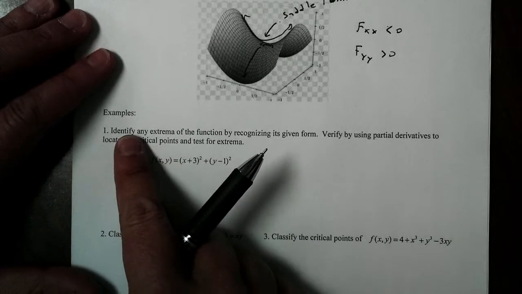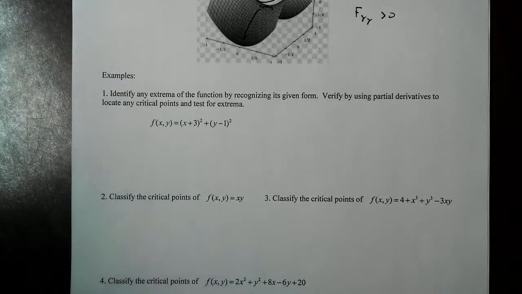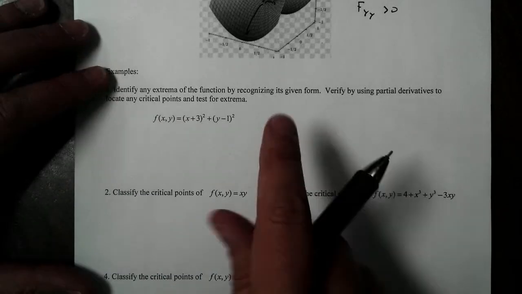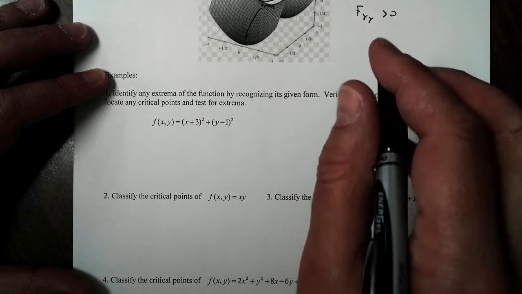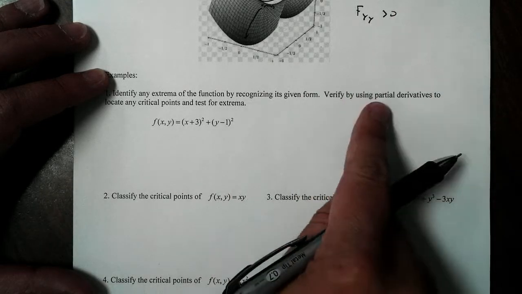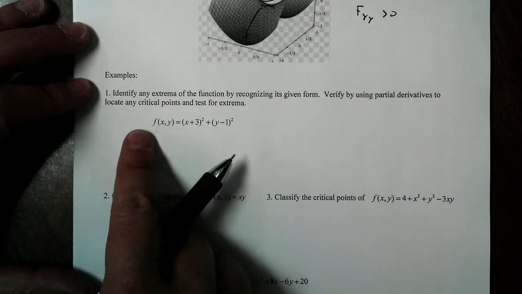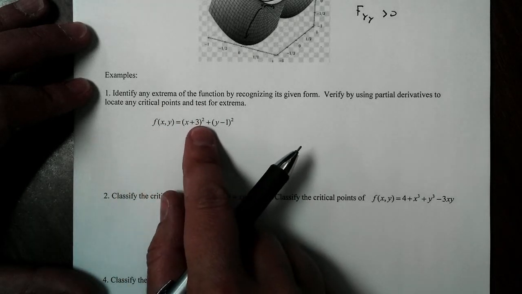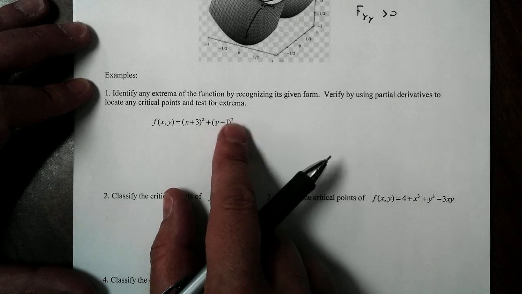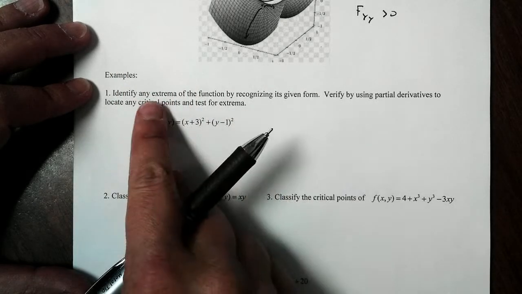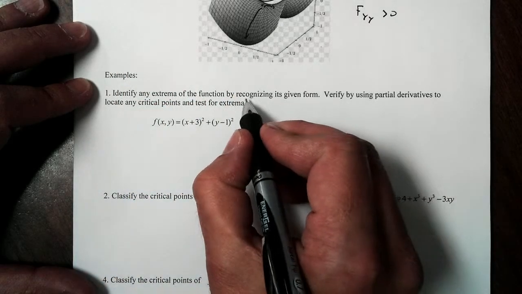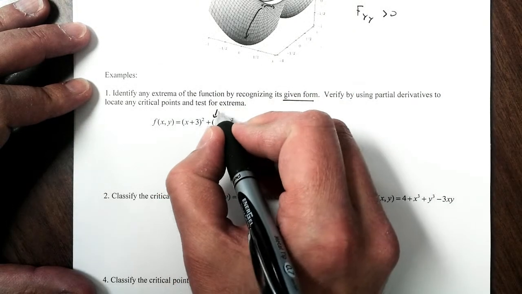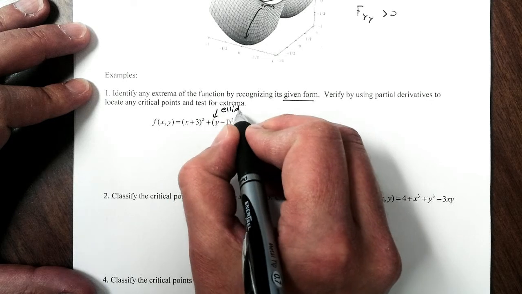And now we're going to take a look at how we can identify maximums and minimums using, of course, the formula that we discussed. Remember our formula for the second derivative. We'll see that in a second. We're given this function right here: f of xy is x plus 3 squared plus y minus 1 squared. The first question they're asking is identify the extrema by recognizing its given form. Hopefully we recognize this. This is our elliptic paraboloid.